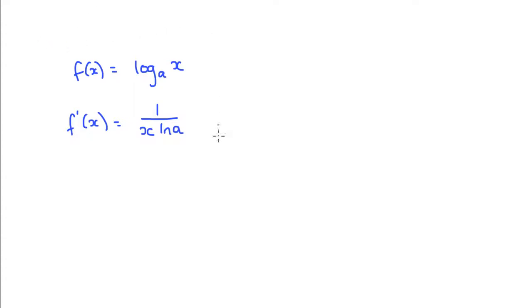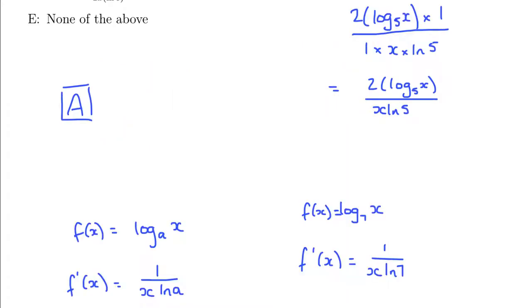Maybe learn this rule here, and then if you have that in another question, you'll be able to just use the rule. So for example, if we'd had log to the base 7 of x for f of x, then the answer would be f dash x is 1 over x ln 7. Okay, maybe just learn that rule in case that question comes up.